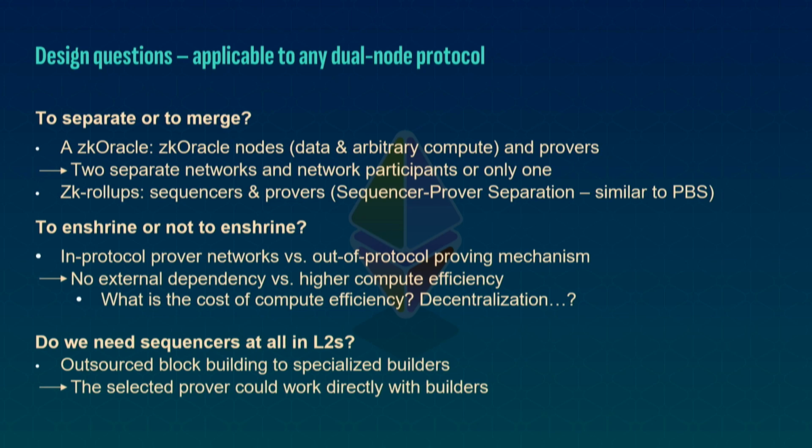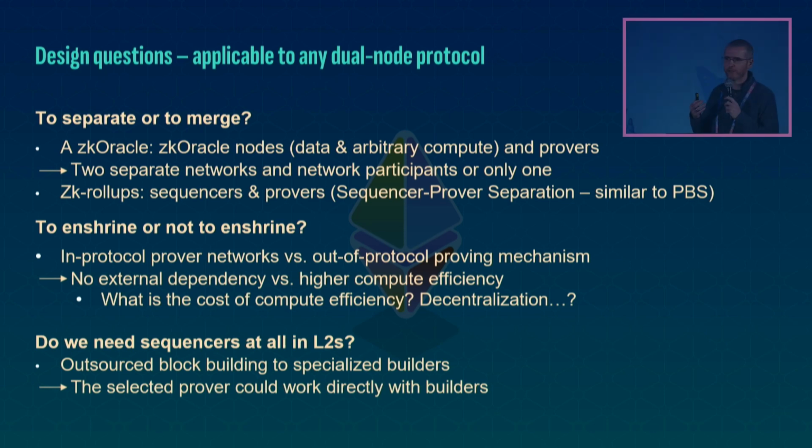Also, to enshrine or not to enshrine: do we want to use an in-protocol prover network and build it from scratch, or do we want to implement an out-of-protocol proving mechanism? The trade-offs are external dependency versus higher compute efficiency with the out-of-protocol proof markets. On the other hand, it is very important to consider what the cost of the higher compute efficiency is. Because if we sacrifice decentralization, proof markets being a bit more susceptible to centralization, then we need to design carefully.